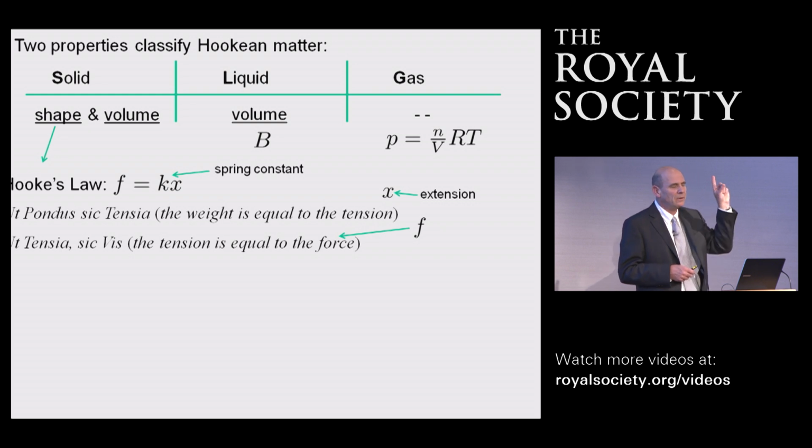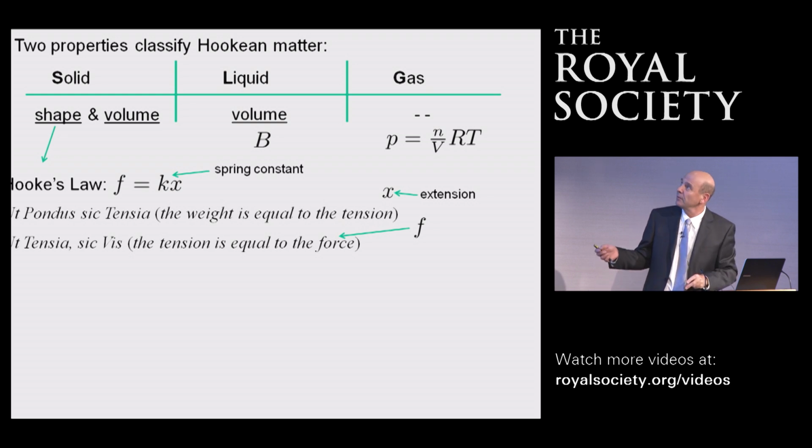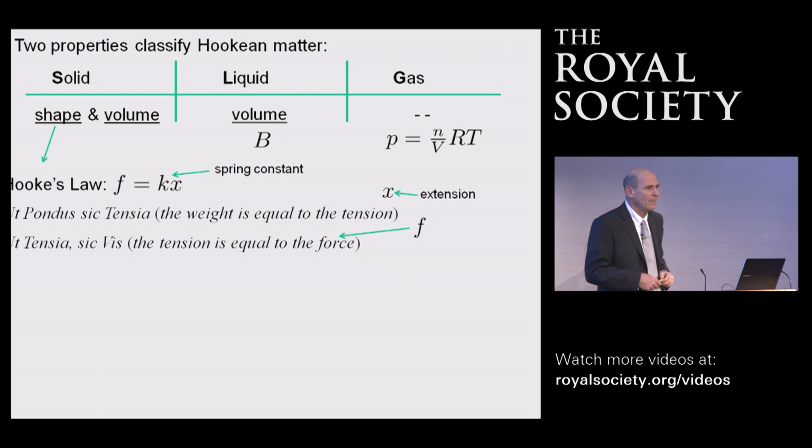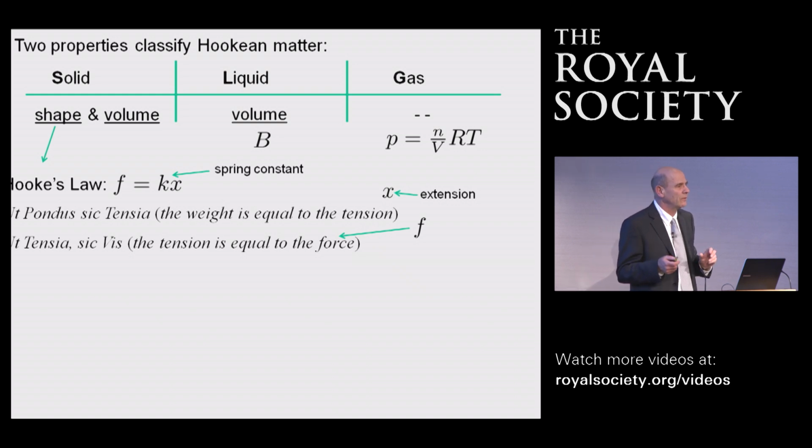There are two properties, volume and shape, and if you have two properties, here's the border and here's the border, you have three phases possible. So what I want to investigate tonight is, are there only three phases in the Hookian sense?